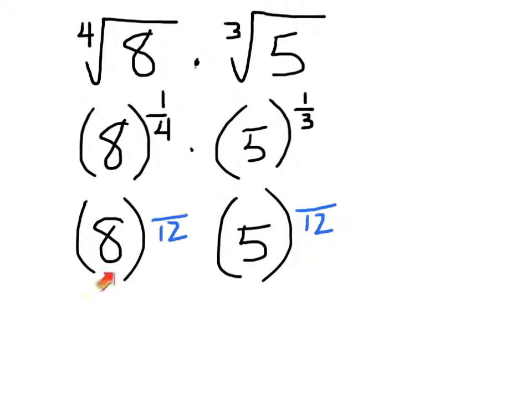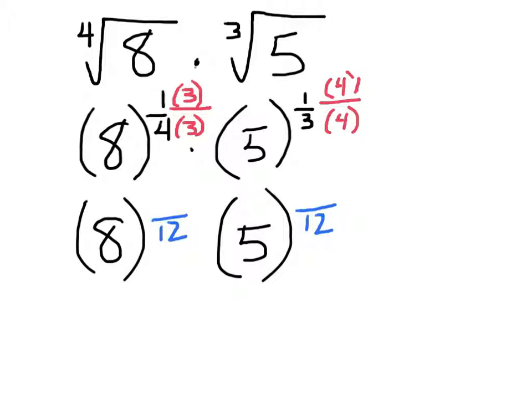So here we go. What do I do to a 4 to get it to be a 12? I have to multiply it by a 3, right? Therefore, I would also multiply the top by 3. And then, what do I do to a 3 to get it to be a 12? I have to multiply it by 4. So if I'm going to multiply the bottom by 4, I need to also multiply the top by 4.